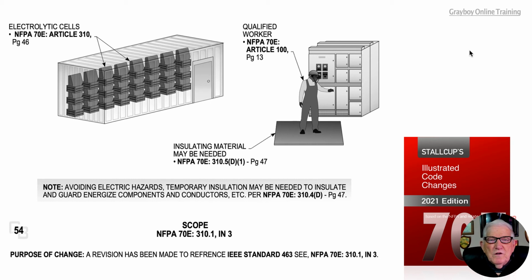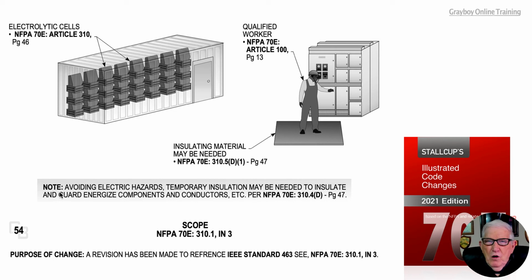Now, this illustration deals with the scope of Article 310 in 70E, and a new informational note 3 has been added. Now, notice it's just a revision, as the purpose of change indicates. It's been made to reference the IEEE standard 463. Now, that is basically the purpose of change requirements here.